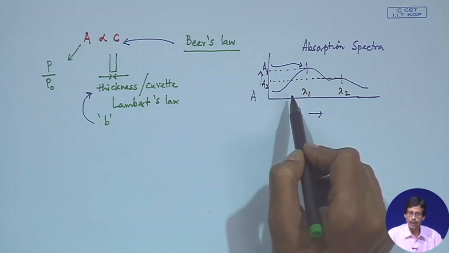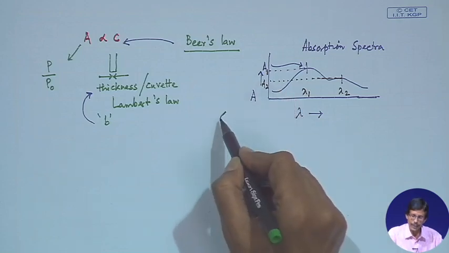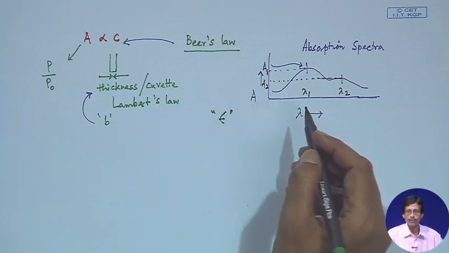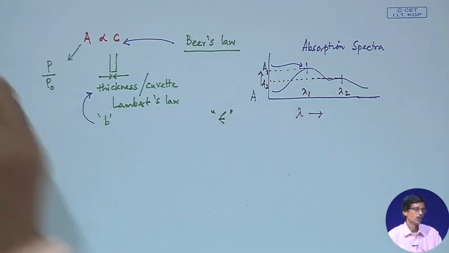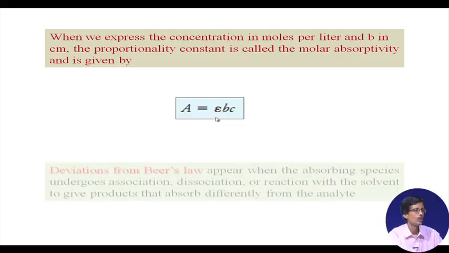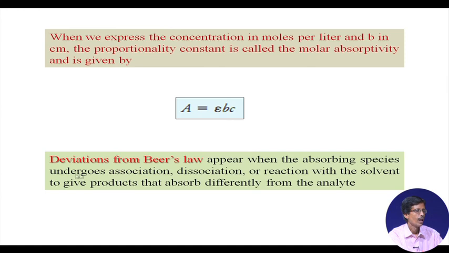But if we fix the concentration in moles per liter, the most important quantity will be the epsilon value, that means the molar absorptivity. From this relationship of Lambert-Beer's law, we get A is equal to epsilon b c, and now we see how far this proportionality can go.